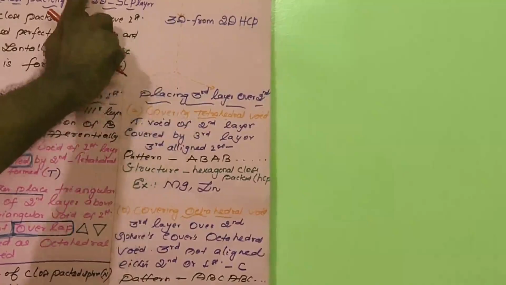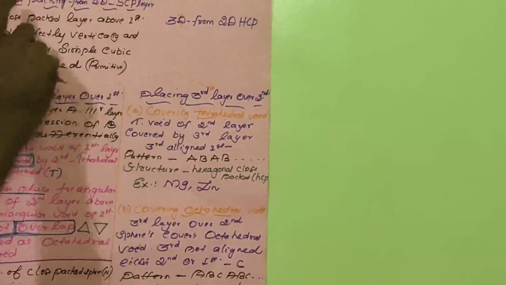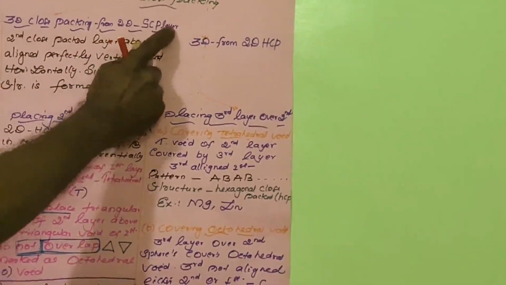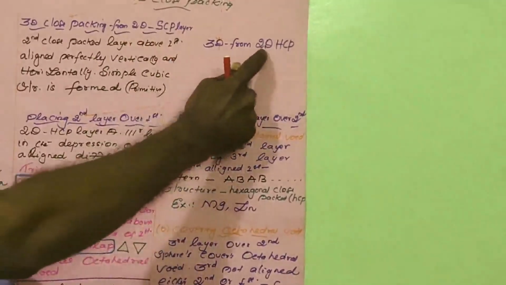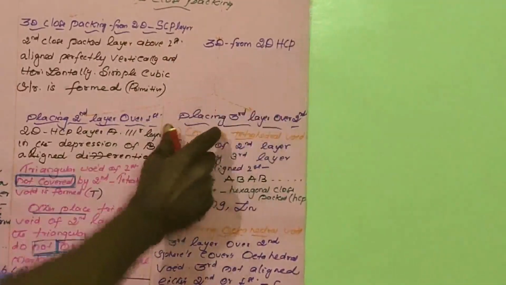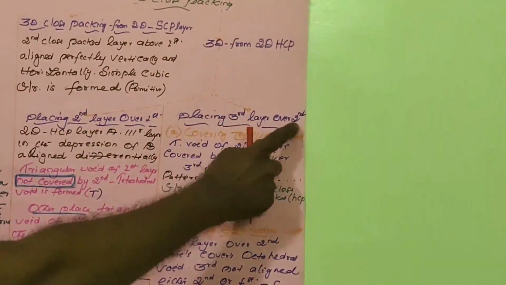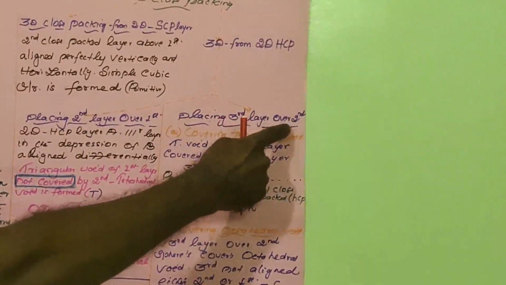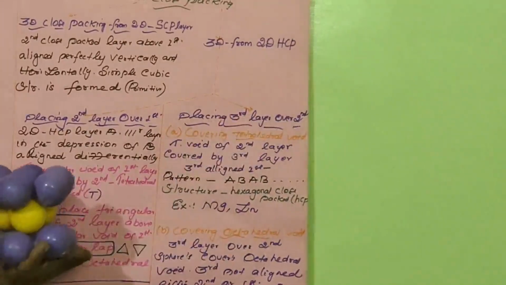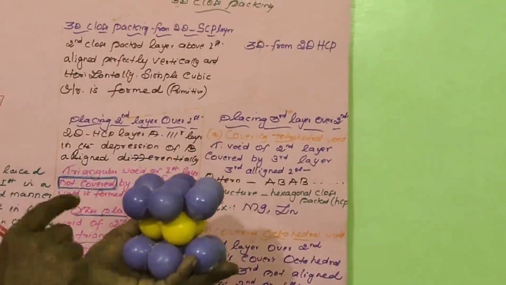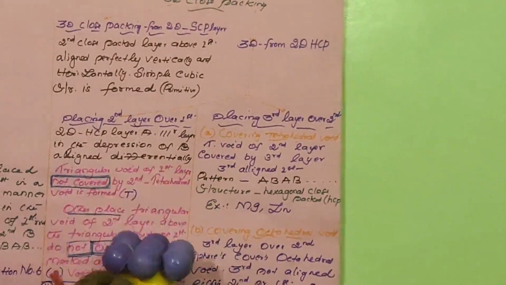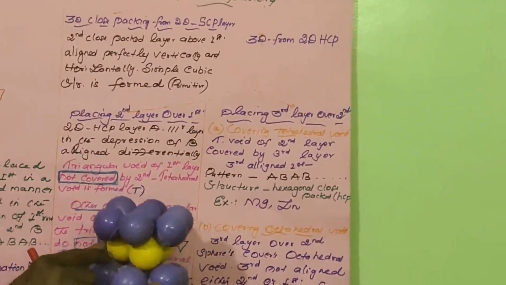The second 3D close packing, another category. So one is 3D close packing from 2D square close packed layer. The other one is 3D from 2D hexagonal close packed. That is placing third layer over second. So the tetrahedral void of second layer is covered by third layer.